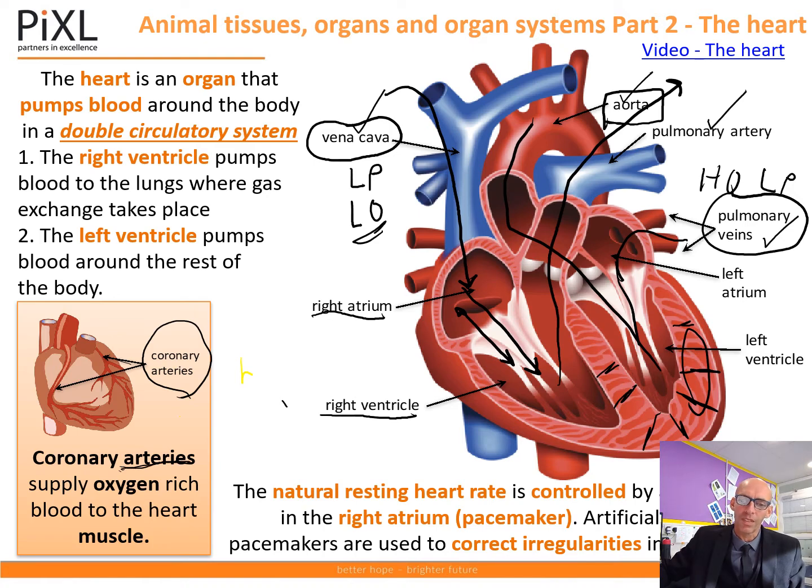Those are the ones that, if they get blocked, if they get clogged up, etc., can cause heart disease in those coronary arteries, or they can even cause heart attacks or strokes.